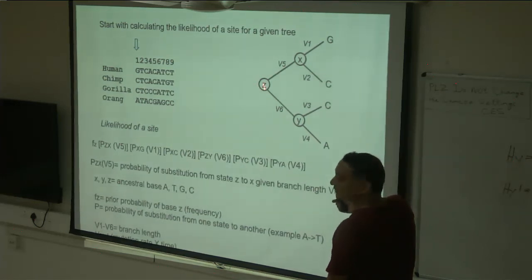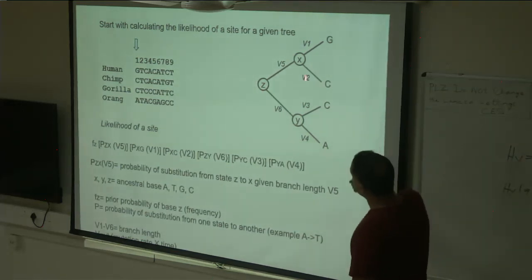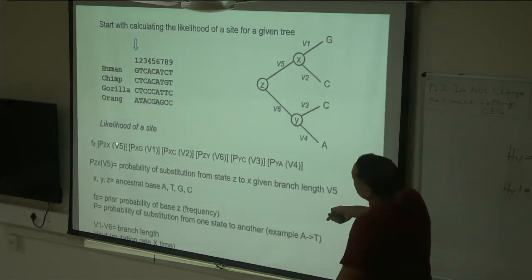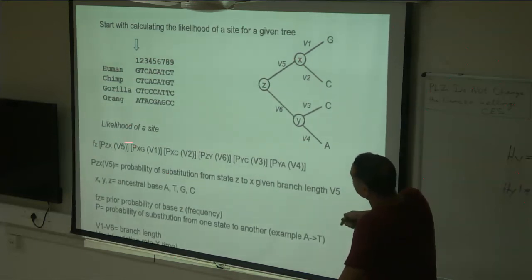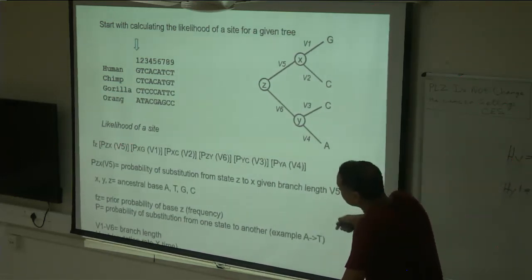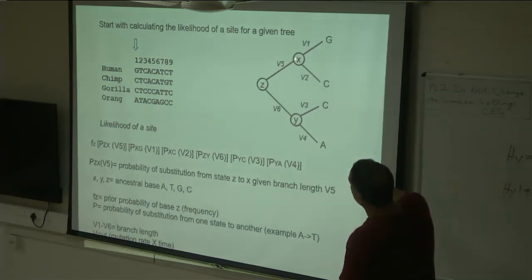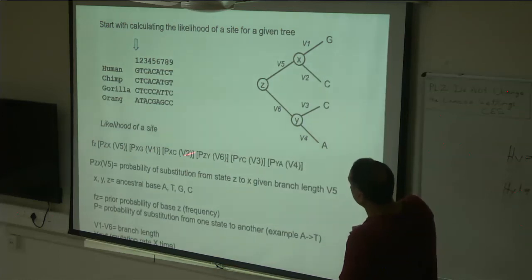So it can be A, T, G or C. Remember, only at the tips do we have the information. All the internal nodes can be A, T, G, and C, right? So, the probability of change from some base here to some base here, given the branch length V5. In this bracket is the branch length. Times the probability of change from some base at X to G, given branch length V1, times the probability of change from here to here given branch length V2.